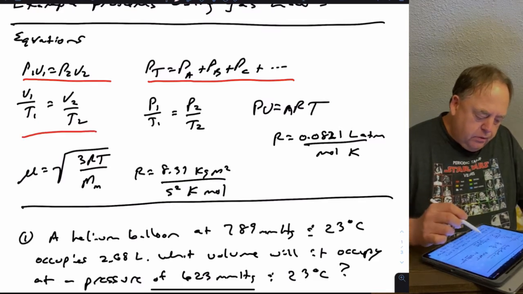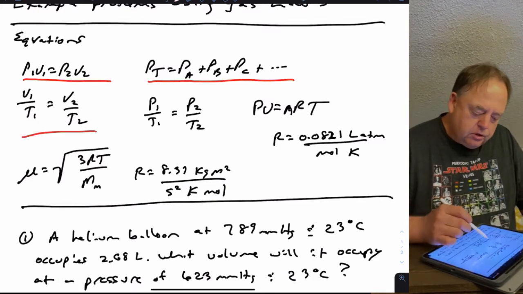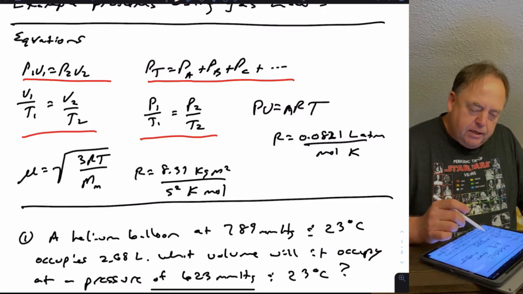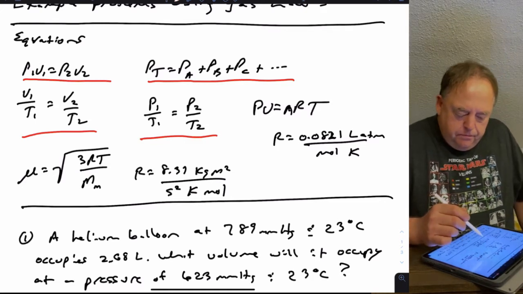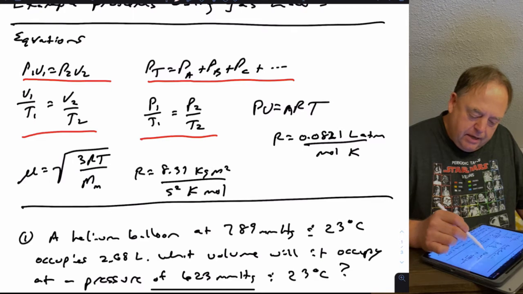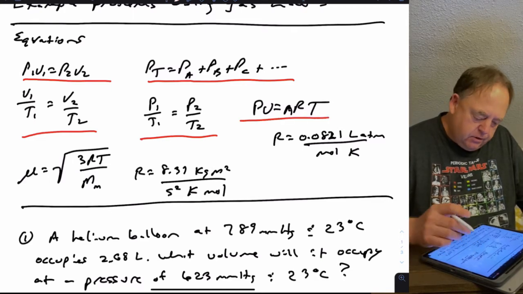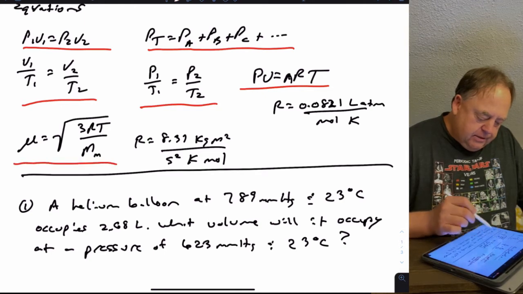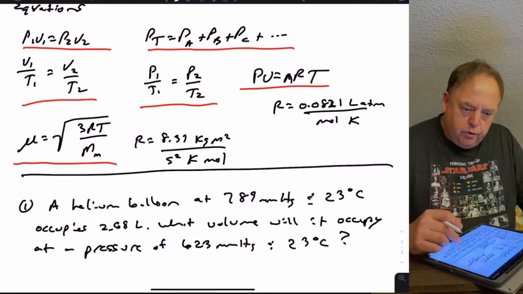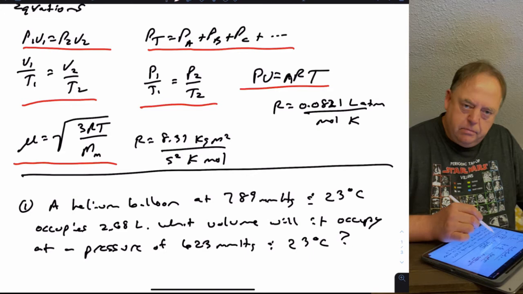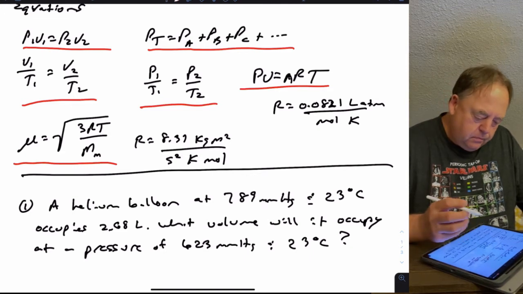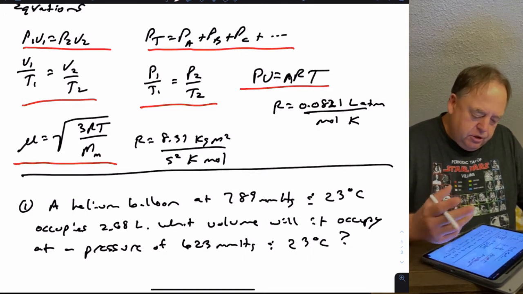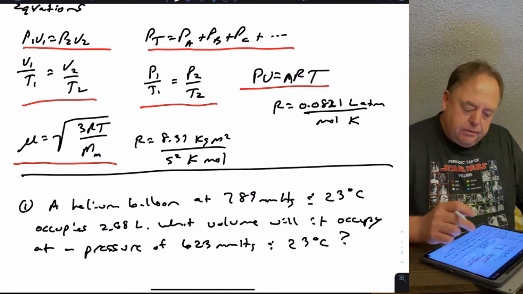V1 over T1 equals V2 over T2, Charles's law. Gay-Lussac's law, P1 over T1 equals P2 over T2. The ideal gas equation, PV equals nRT. And in calculating the molecular speed of a gas, u is the square root of 3RT over M sub m, where M sub m means molar mass. So those are the 6 equations. You just basically have to know how to use them in this chapter.